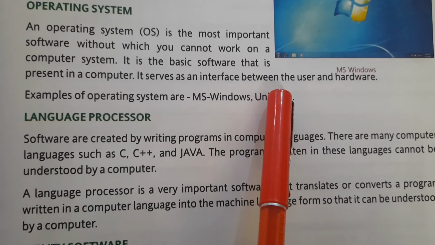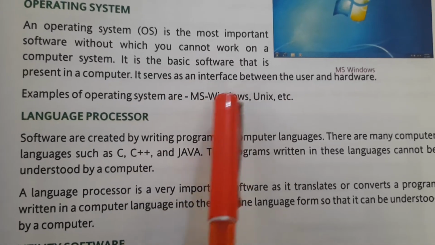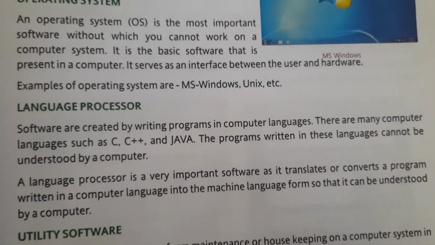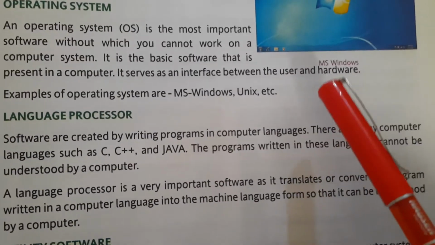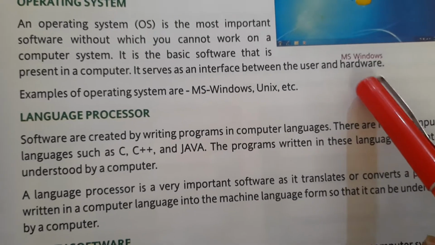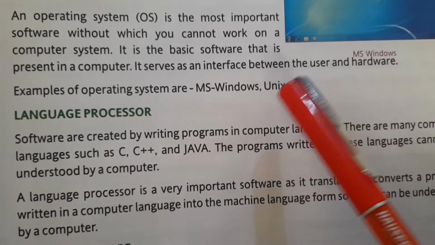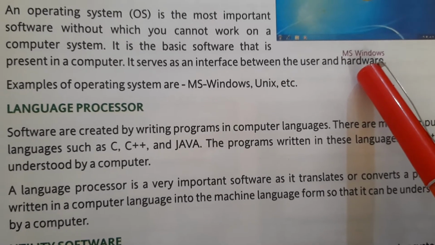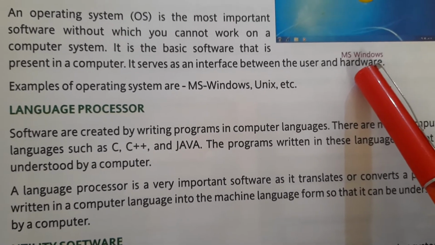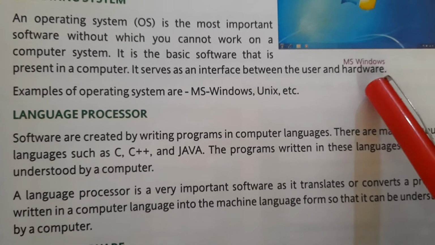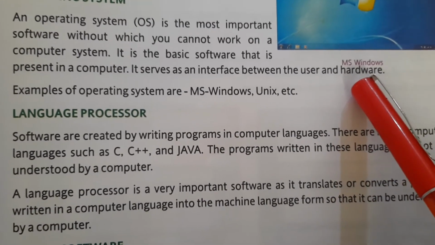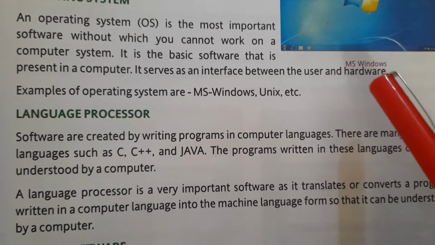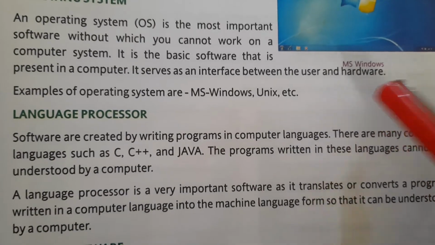Why is it a basic software? Because it is serving as an interface. Interface means it is serving as a link between the user and the hardware. The user is us, we all are users, and hardware is the machinery part. If we want to use the machinery related to the computer, whether it is a keyboard, mouse, monitor, printer, anything, then we need to have an operating system. Only then will it work according to the instructions we give.